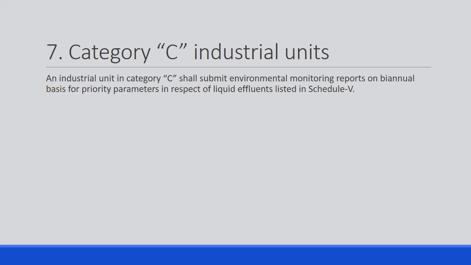Rule 7, Category C Industrial Unit. An industrial unit in Category C shall submit environmental monitoring report on biannual basis of priority parameters for liquid effluent given in Schedule 5. Hence, one can deduce that Category A, having the most frequent reporting period, would obviously comprise heavy polluting industries, followed by Category B and then Category C.